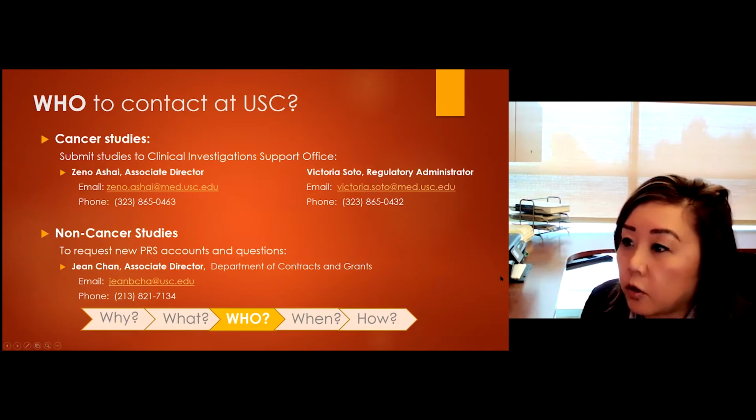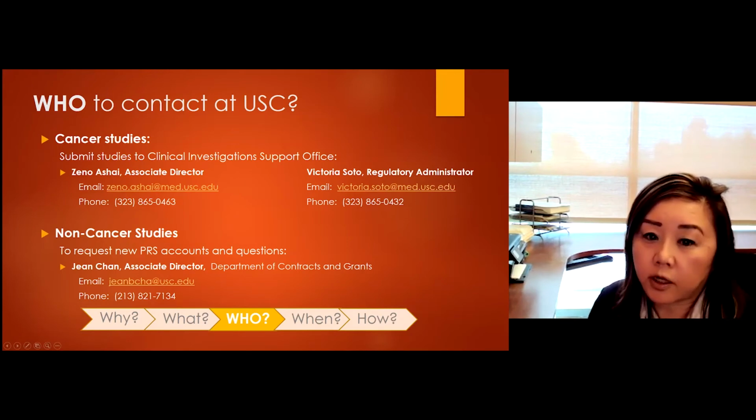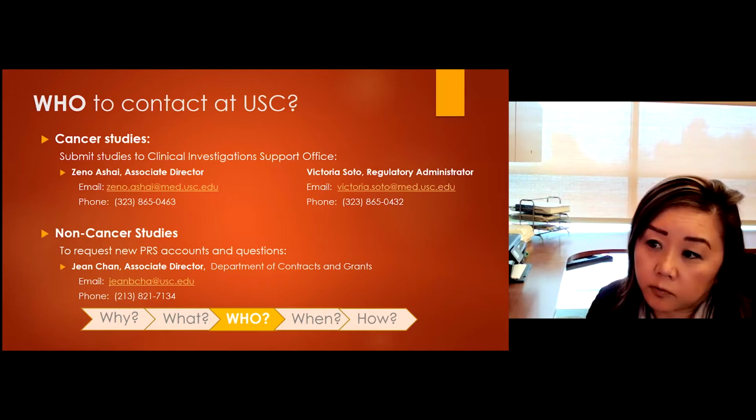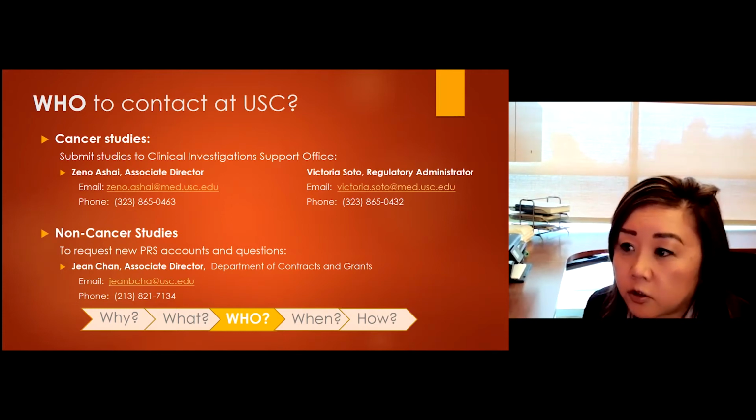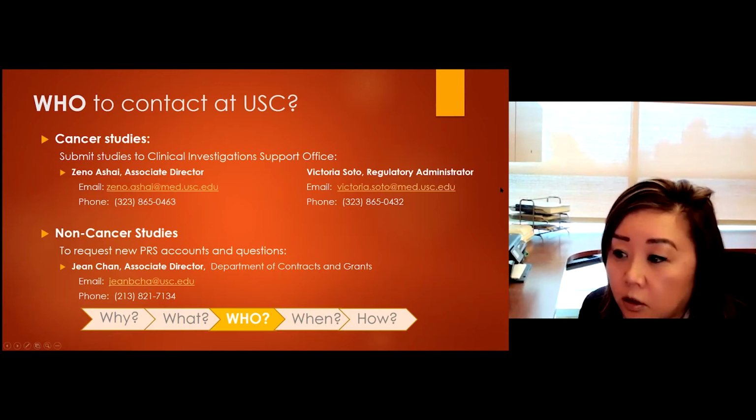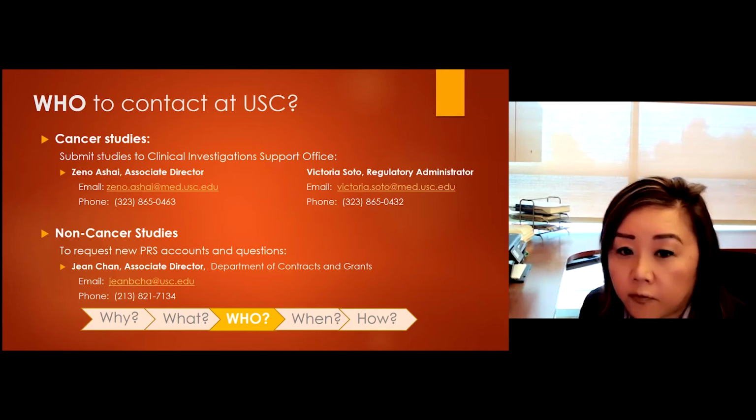And then, who do you contact at USC? I had mentioned earlier that USC splits out the responsibility areas. We have two different groups within clinicaltrials.gov registrations: cancer studies and non-cancer studies. And there is an office, the Clinical Investigation Support Office, that supports those cancer studies.